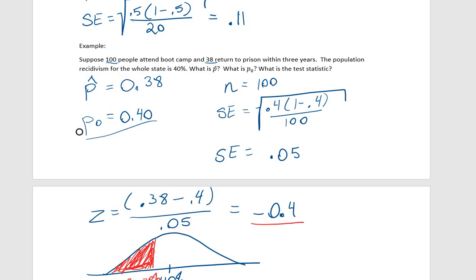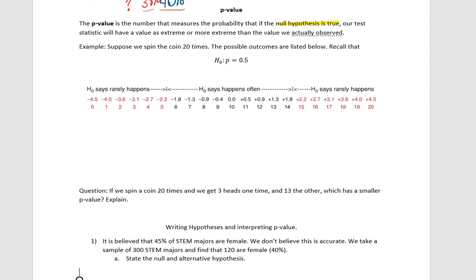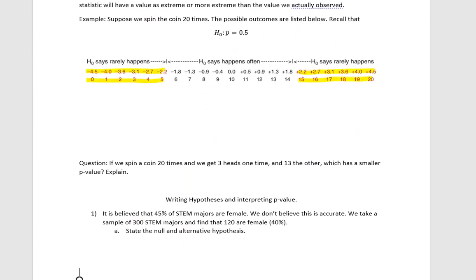Otherwise, these test statistics that we're seeing would be very unlikely. So the p-value is a number that measures the probability that the null hypothesis is true and that our test statistic will have values as extreme or more extreme than the value that we actually observed. So here's where the p-value comes from: first we have to find the z-test statistic. Remember, that's the z-score. And that's going to give us different p-values. And we're going to use that z-score table and StatCrunch to find them.